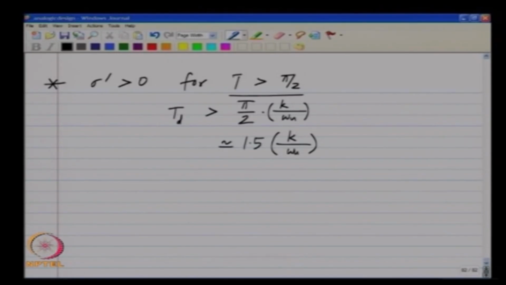If you have 1.5 times the time constant, the system will become unstable. If you have a delay that is 1.5 times the time constant, the system will be unstable. So, you have to keep the delay to be much smaller than 1.5 k by omega u.